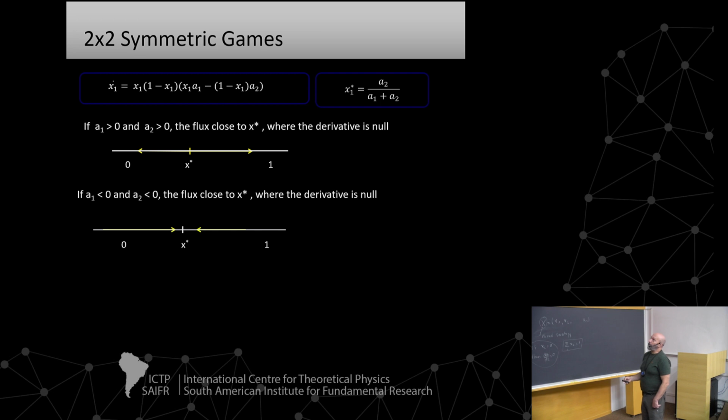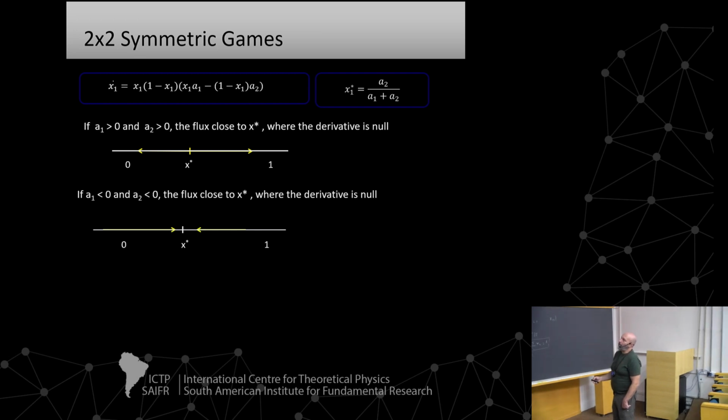And finally, we have the last situation when both of them are negative. A1 is negative and A2 is negative. And in this case, what we can see again is that x star is in the middle between 0 and 1, but contrary to what we have seen before, in this case, the derivative between 0 and x star is positive, so the dynamics drives me towards x star, and between x star and 1, the derivative is negative, so the dynamics is driving me toward x star.